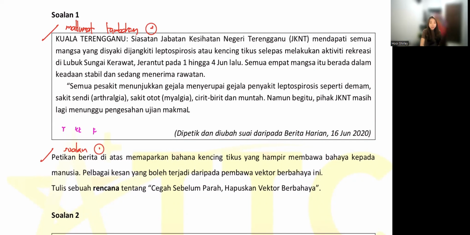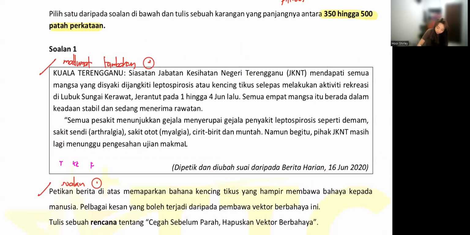Petikan berita di atas memaparkan bahanan kencing tikus yang hampir membawa bahaya kepada manusia. Berbagai kesan yang boleh terjadi daripada pembawa vektor berbahaya ini. Pembawa vektor, which means people that would bring around the viruses with them. Tulis sebuah rencana tentang cegah sebelum parah, hapuskan vektor berbahaya. So you notice that this is actually a domain called penyakit.